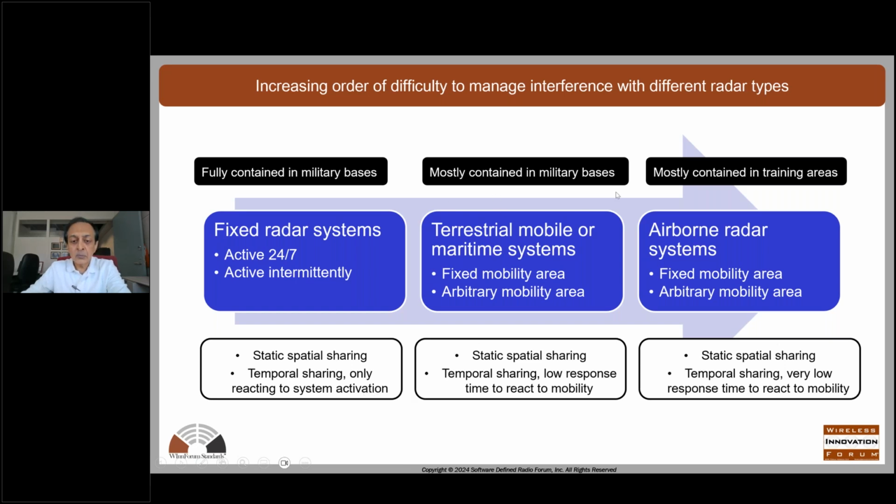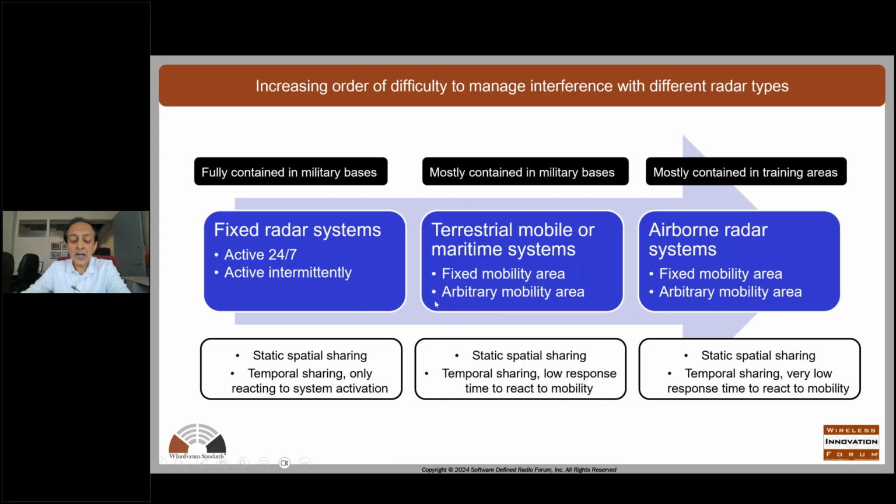Then let us move to the terrestrial, mobile, or maritime systems. So these are mobile systems, and even these are mostly contained within the military bases. So they could be moving around within the military bases. They're not stationary, but they're not moving arbitrarily anywhere. They're mostly moving around within the military bases, and some of them could also have arbitrary mobility area. Of course, the naval radars are moving along the coast, but the ground-based terrestrial mobile systems could, on rare occasions, be moving outside the military bases as well.